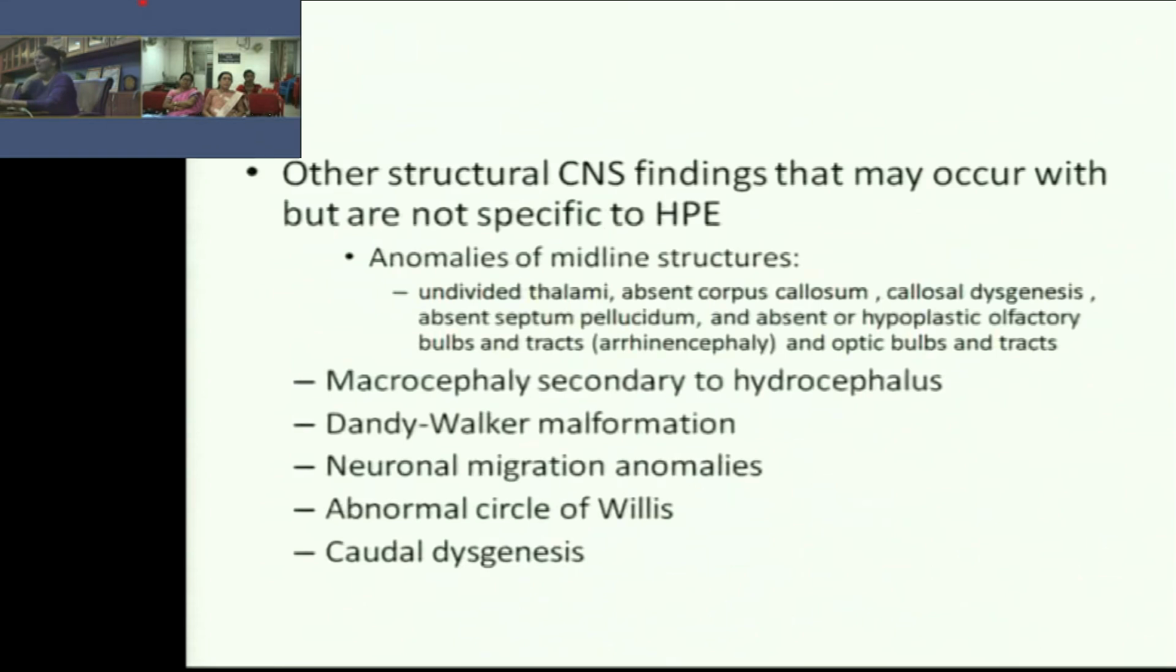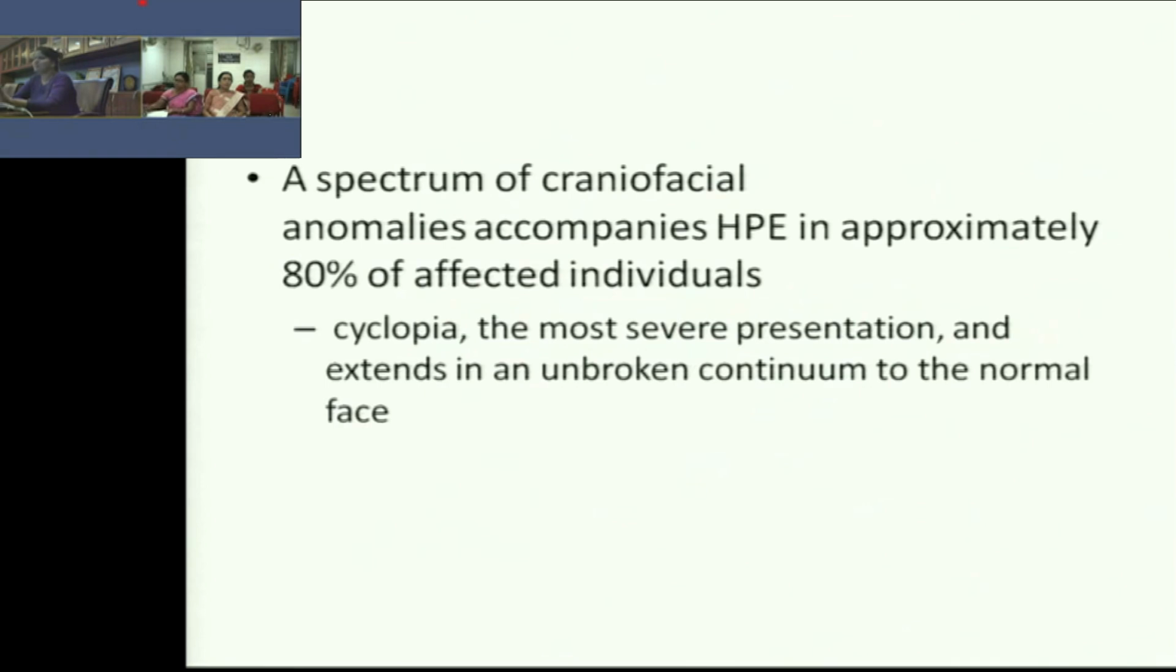Other structural findings that may occur with HPE, but are not specific to holoprosencephaly, may include anomalies of the midline structures, macrocephaly secondary to hydrocephalus, neuronal migration anomalies, caudal dysgenesis, or abnormal circle of Willis. There is a spectrum of craniofacial anomalies seen in holoprosencephaly patients, affecting around 80% of affected individuals. The most severe form is cyclopia at one end of the spectrum, to a normal face at the other end.